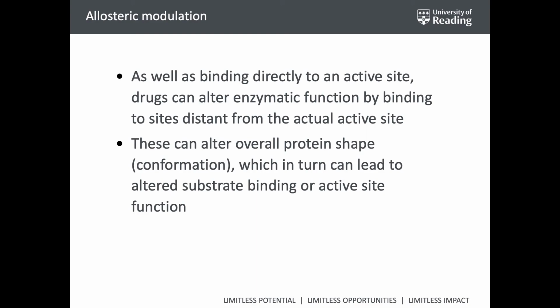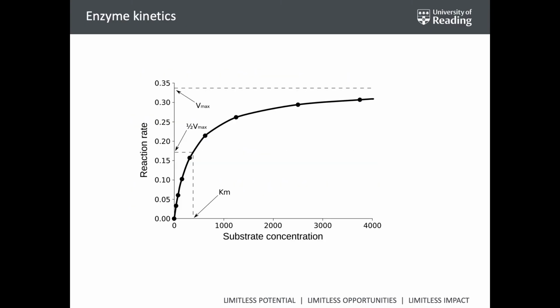But there are other ways in which you can modulate the activity of a protein or modulate the activity of an enzyme. And as well as binding directly to the active site, actually you can bind to other sites away from the active site that can alter the overall protein shape, the conformation of the protein, and that in turn can alter the way in which a protein and an enzyme interacts with its substrate binding and enzymatic activity.